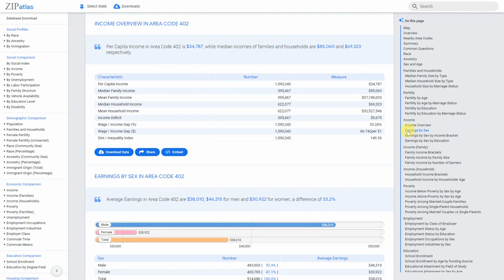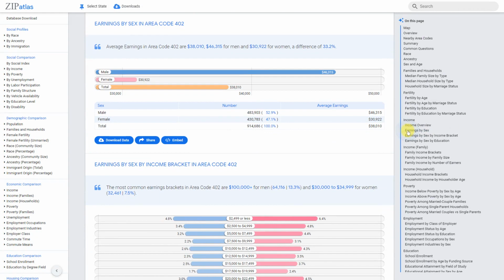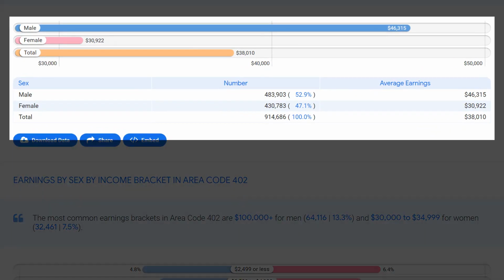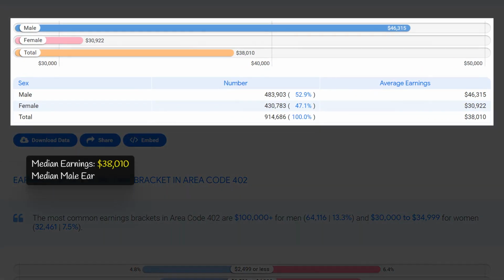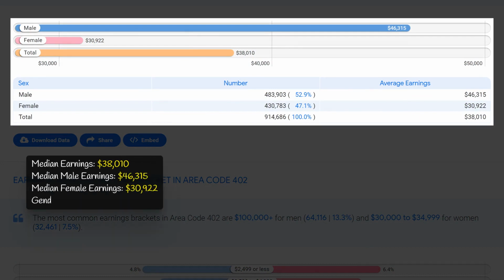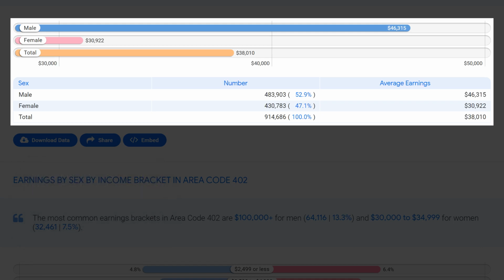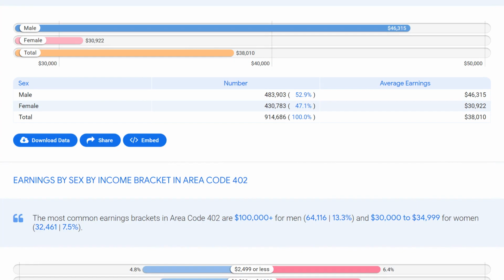In Area Code 402, located in the state of Nebraska, the median earnings for individuals are $38,010. This average is slightly higher for males, with an average male earnings of $46,315, compared to an average female earnings of $30,922. This creates a significant income gap of 33.3%, showing a disparity between the earnings of males and females in this area. This data highlights the importance of addressing and closing the gender pay gap in order to promote equal opportunities and fairness in the workforce.